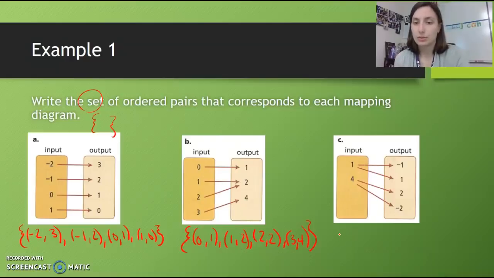So now we're going to go to example C. I'm going to go ahead and start with my curly bracket. My first point is going to be 1, -1. My second point is going to be 1, 1. And then we're going to have 4, 2, right? 4 to 2. And then 4 to -2. Again, these are the points that are visually being shown in this mapping up above.